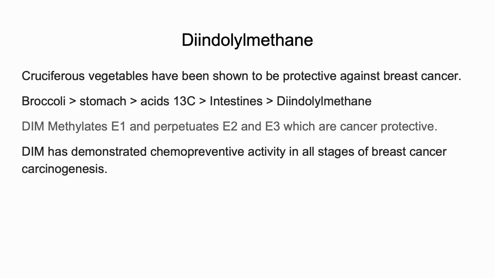And so diindolylmethane does a lot of things. It downregulates the estrogen alpha receptor in the prostate, so it helps prevent prostate cancer. And then it also downregulates the estrogen alpha receptor in the breast. And so there's different types of estrogen, Dr. Brannon. You want to talk about the three?